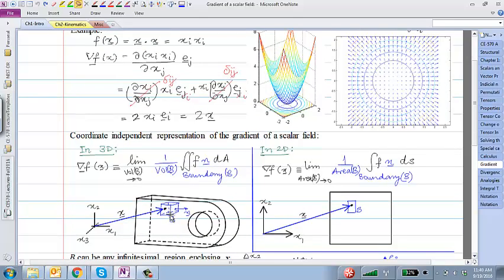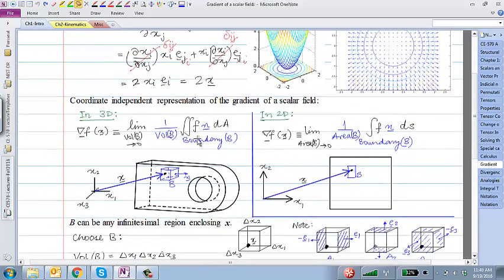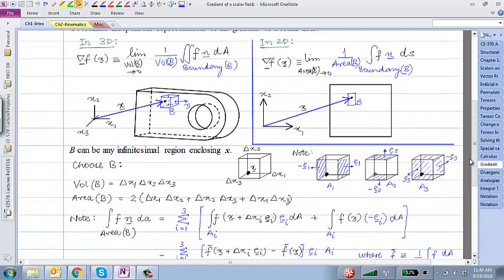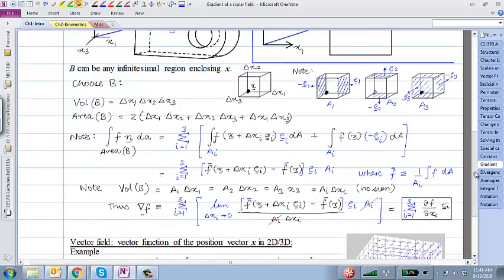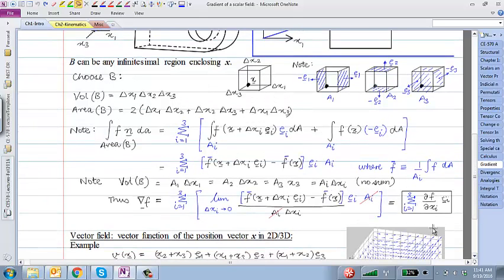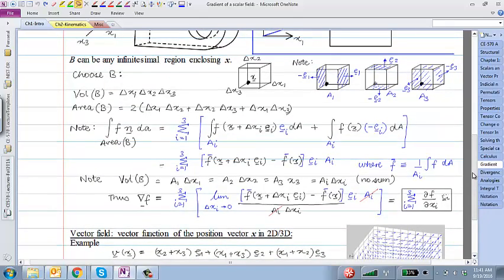In 3D, this cube was the body that we chose. And in 2D, this rectangle was the body that we chose. Flux over the boundary of the body divided by the measure of that body. That works in 2D and 3D. The exact same definition works in both of these cases. And I showed you that for a particular example, when you are looking at a cuboid type body, you can go through the algebra, calculate the flux of any function over the surface of that body, and divide it by the volume of that body, and you come up with the component definition of the gradient that we had seen earlier. Okay, all right. Any questions about the gradient or the directional derivative of scalar fields?